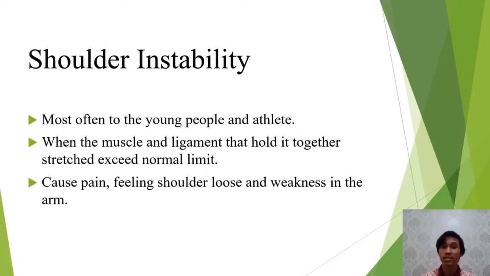The first common injury at the shoulder joint is shoulder instability. It happens more often in young people and athletes. Shoulder instability happens when the muscles and ligaments that hold it together stretch beyond the normal limit. It can cause pain, a feeling of looseness in the shoulder, and weakness in the arm.